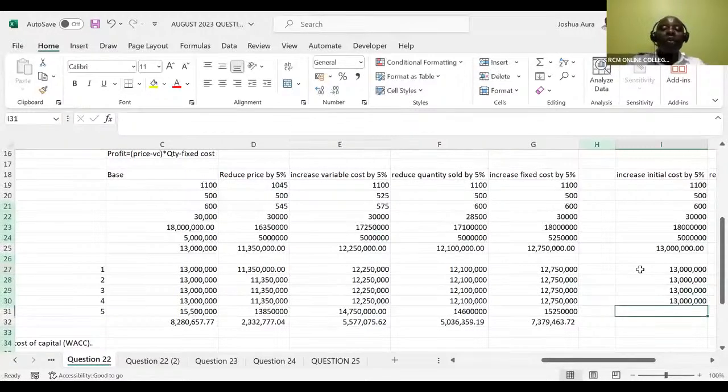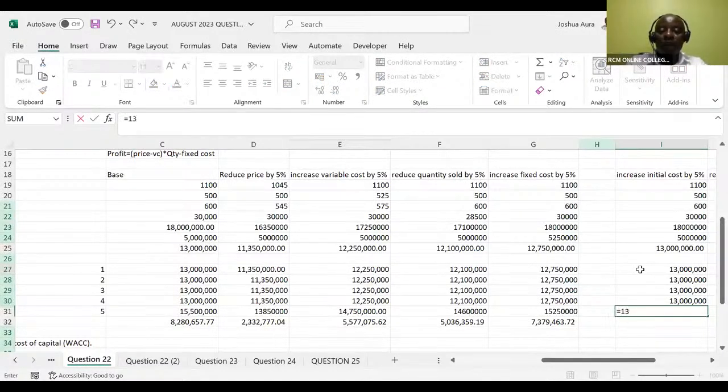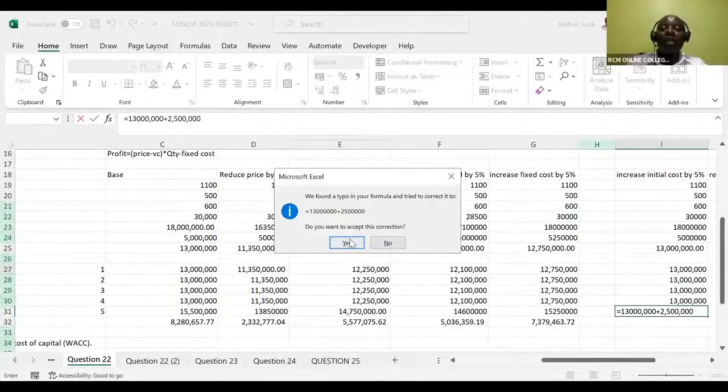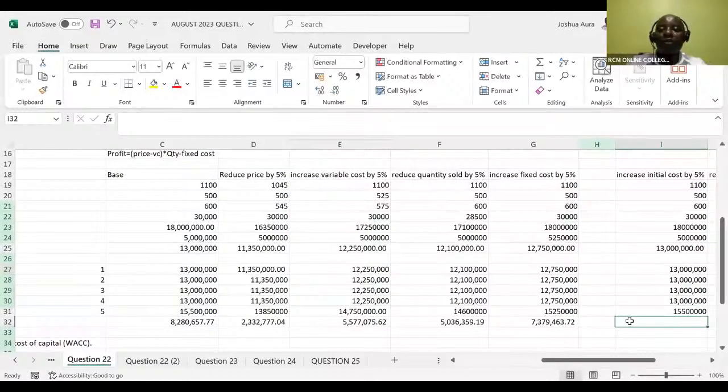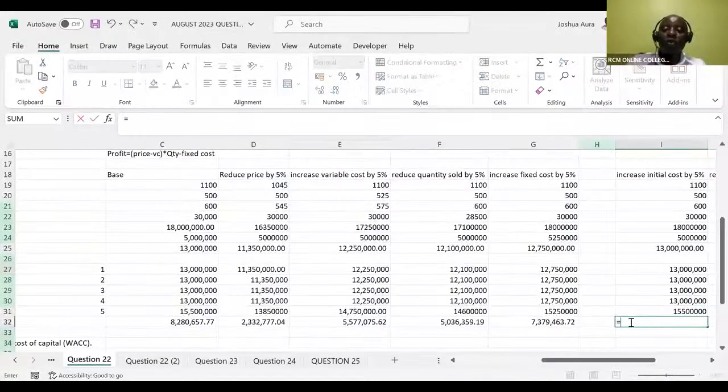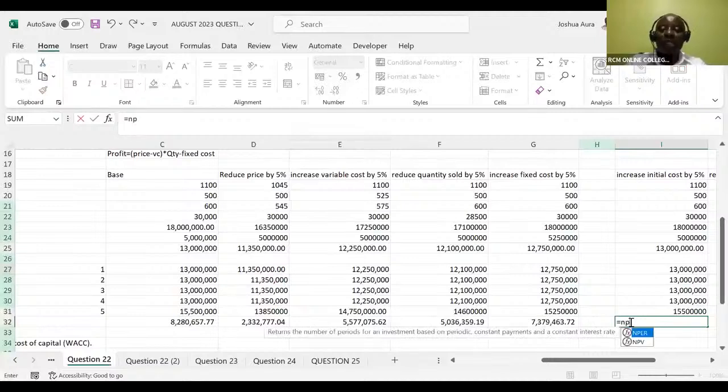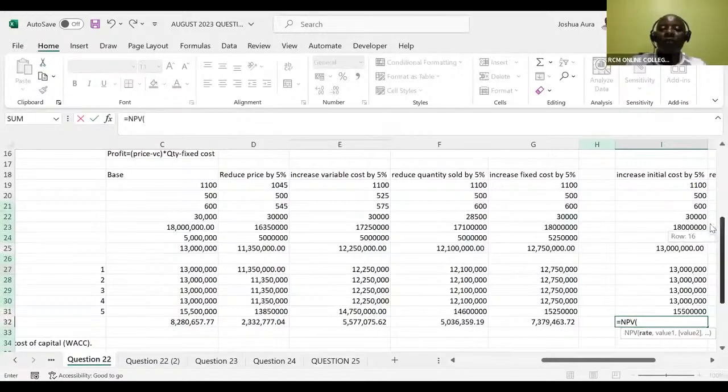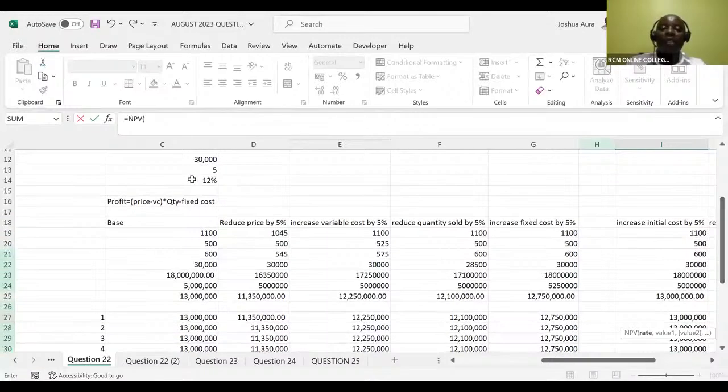We have the last year now, you have to be very careful. It is this 13, you can say equals there. You take 13 million, you add the scrap. The scrap is not changing. So the scrap is 2.5 million, like that. So come to the NPV. What do we have here for the NPV, ladies and gentlemen? You'll come and say equals NPV. You take the rate. The rate is this 12%.